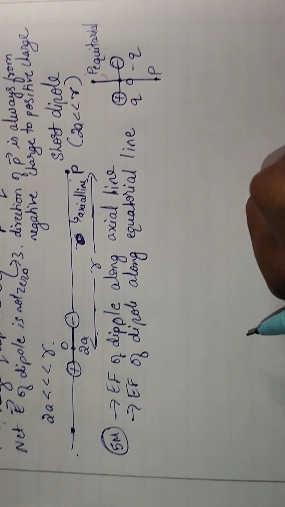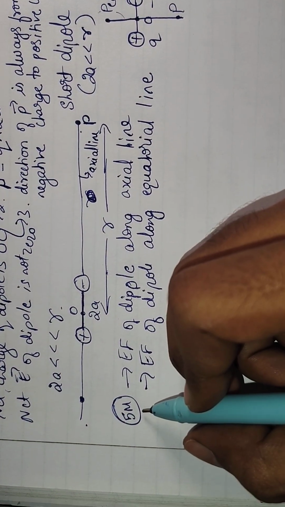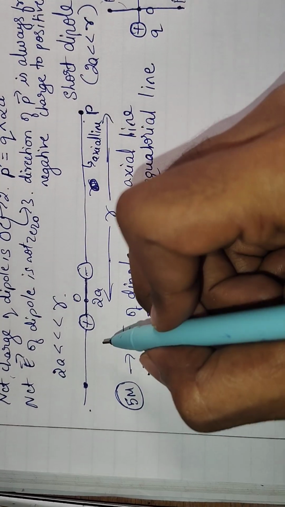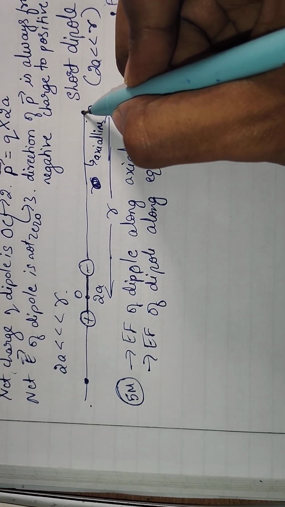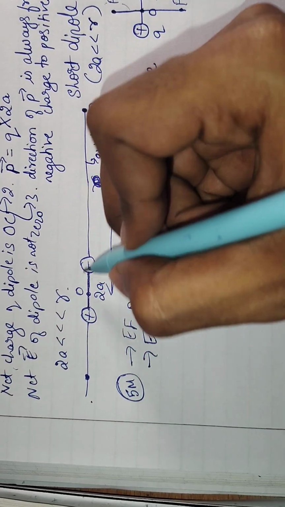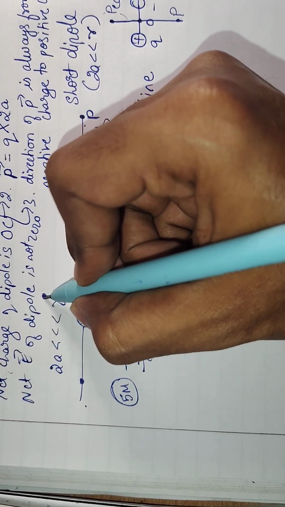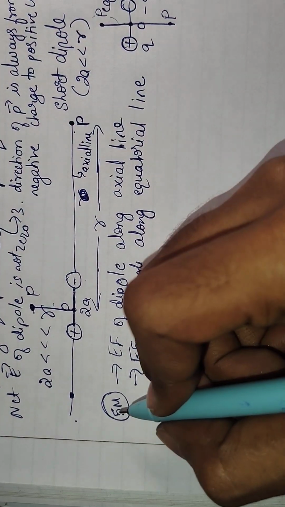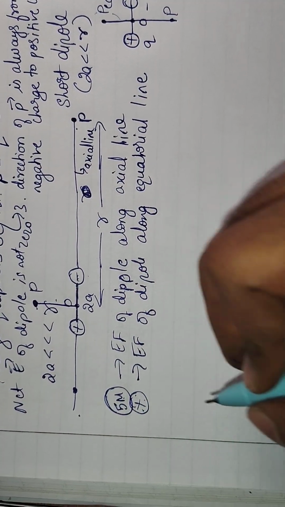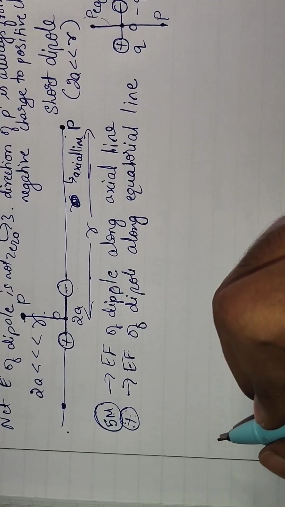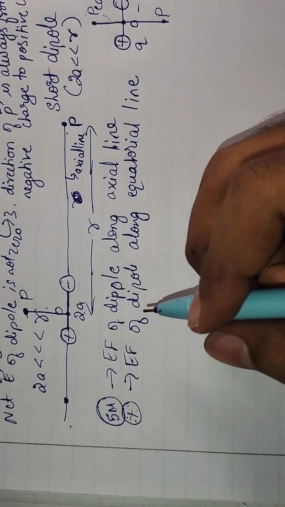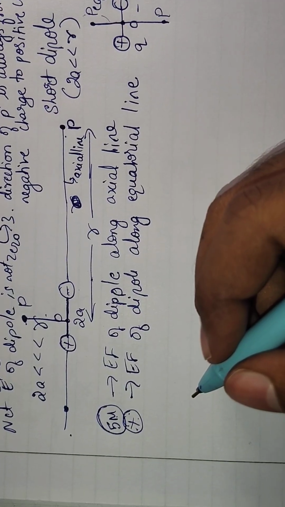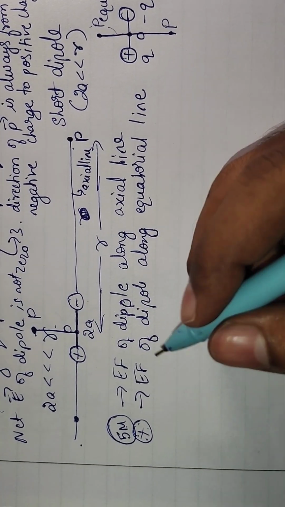Now the important 5 marks question I have mentioned is, first you need to find the net electric field on the axial line. Due to these 2 charges you need to find the electric field at this point, and also due to these 2 charges you need to find the electric field at any point on the equatorial line. Both of these are important 5 marks questions, and I will upload both derivations separately since there are a large number of mathematical steps. I can't upload it in a single video, so I will upload it separately.